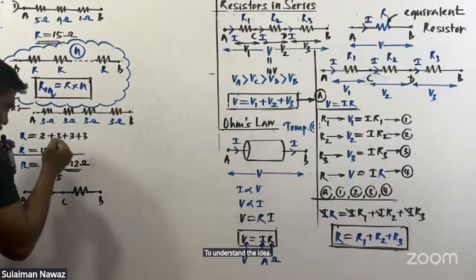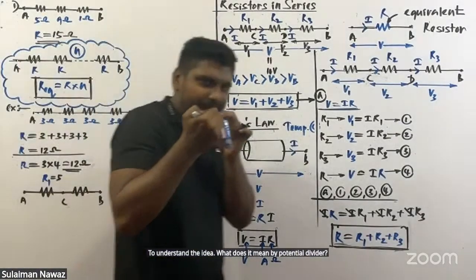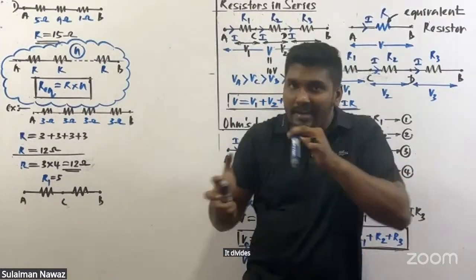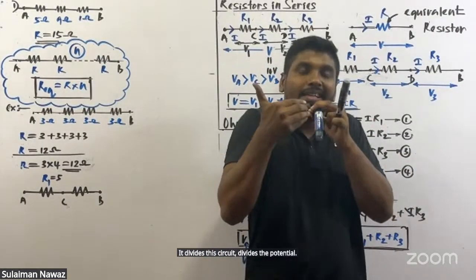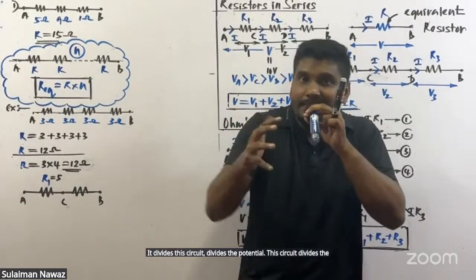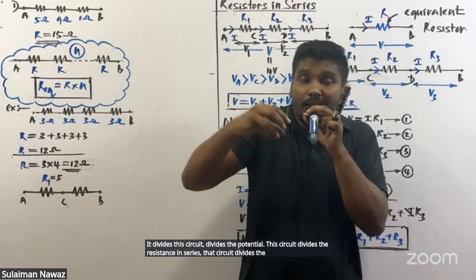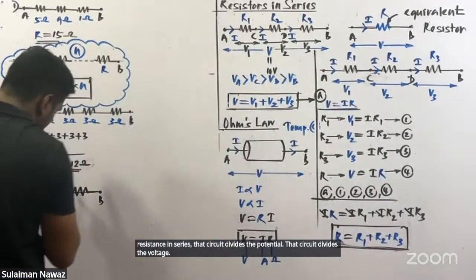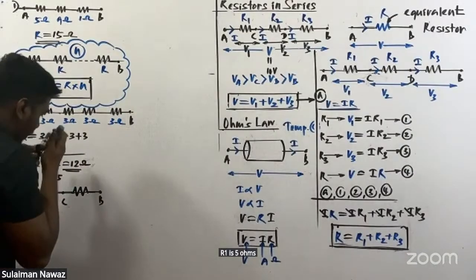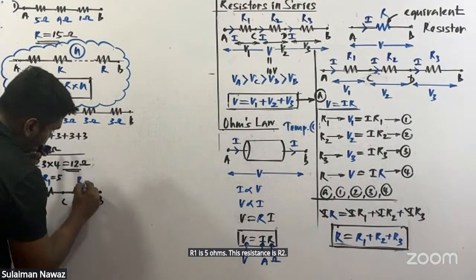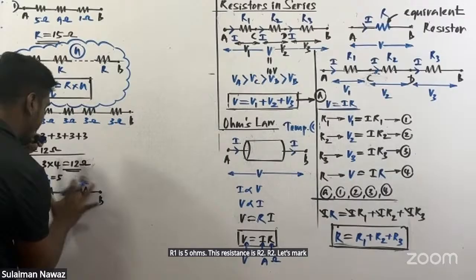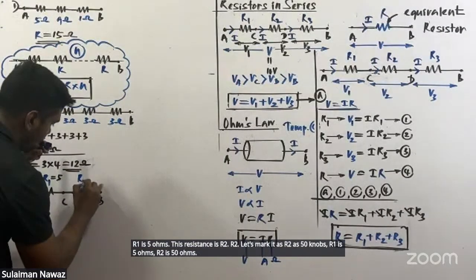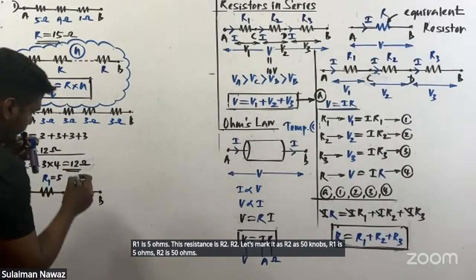What does it mean by potential divider? By the name itself you understand that this circuit divides the potential. This circuit, with resistors in series, divides the voltage. R1 is 5 ohms. This resistance, let's mark it as R2, is 15 ohms.